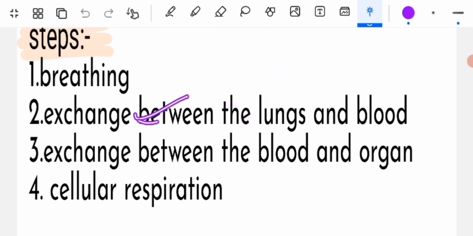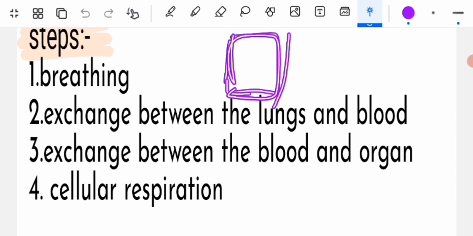This is the second point. Then the blood transports the oxygen all over the body, from up to down, everywhere, to each organ. How much oxygen is needed, that much is supplied. And if this is an organ and this is the blood vessel, this is how the diffusion again happens. This oxygen will go into the organ.